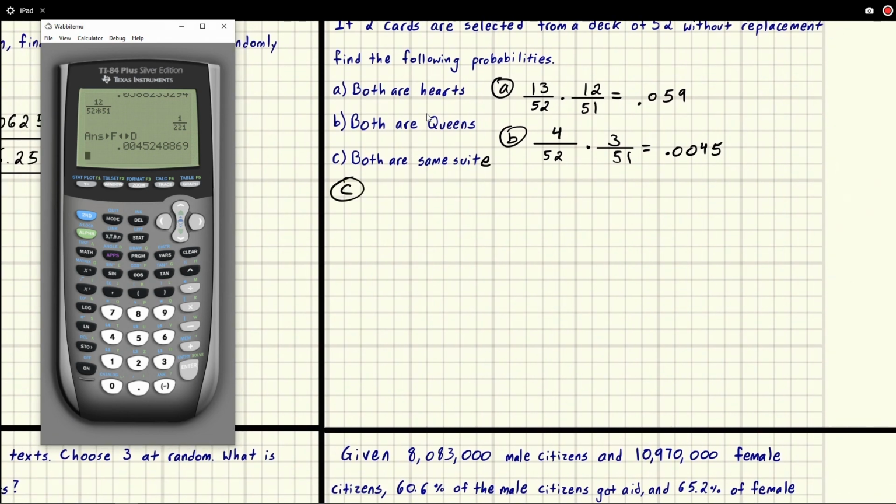So let's go over to C. Or your teacher might have a rounding rule. You could just use however many they want. So both are the same suit. Well, let's check this out.